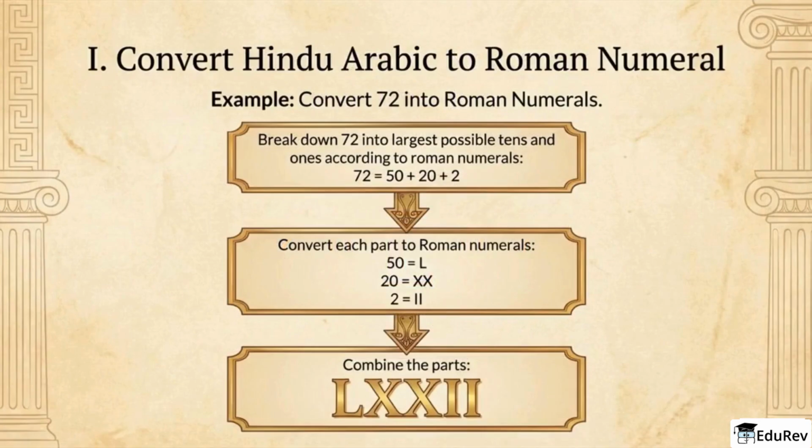Let's convert a number together. To write 72 in Roman numerals, break it into the largest tens and ones you can. 72 is 50 plus 20 plus 2. Those parts are L, XX, and III. Combine them in order to get LXXII, which is 72.